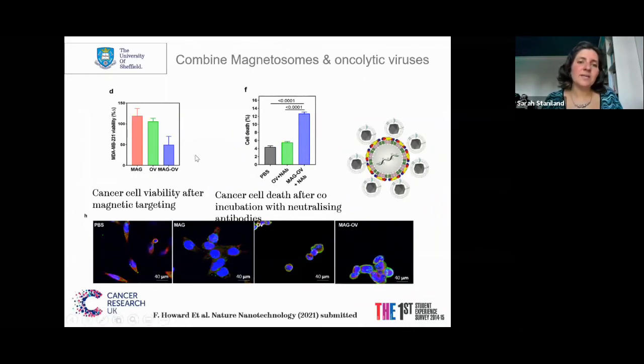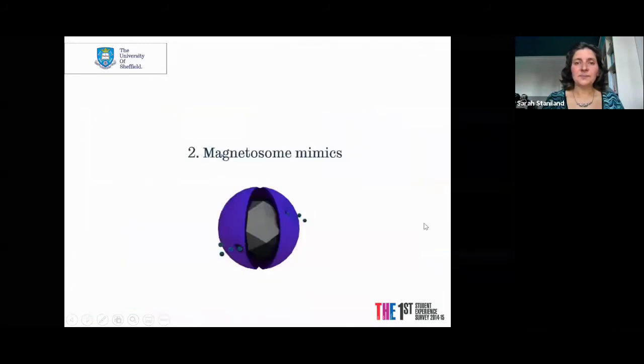When you have both, so you can magnetically target and you have the oncolytic virus, then you get this cell death. The other exciting thing to note is the cancer cell death here is shown after it's been incubated with neutralizing antibodies. And you can see here that the magnetic nanoparticles not only guide the oncolytic virus to the cancer site, but they also seem to protect it from being attacked by antibodies. So this is a really important finding, and we're very excited and hope that it will get published soon, so you can all read about it.